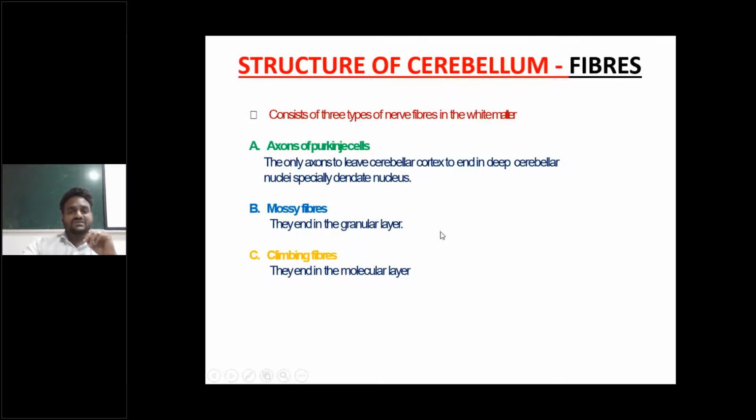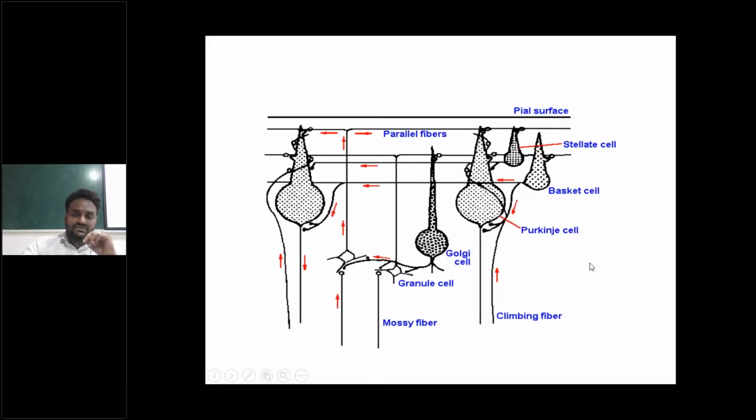Now you see the fibers. Already I told you, Mossy and climbing fibers are the input fibers of the cerebellum, and axons of Purkinje cells are the output. They relay in the deep nuclei of the cerebellum, and also other parts of the central nervous system. Mossy and climbing fibers are also a short notes question in histology.